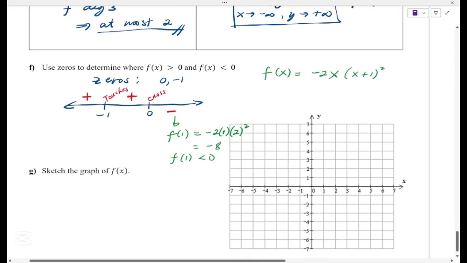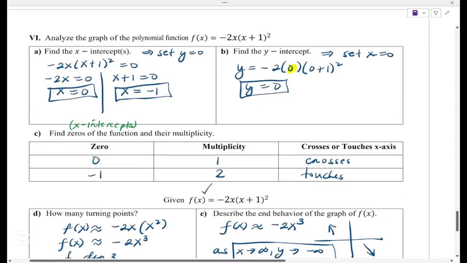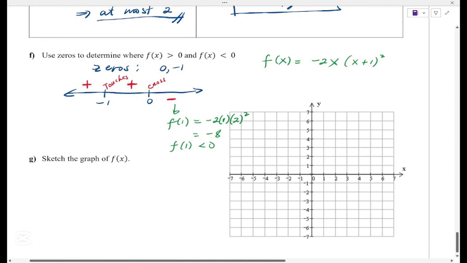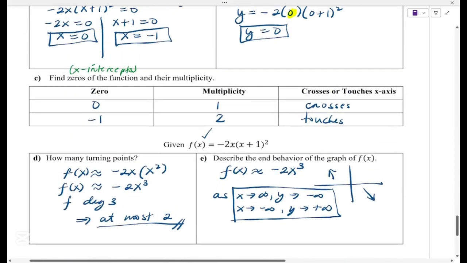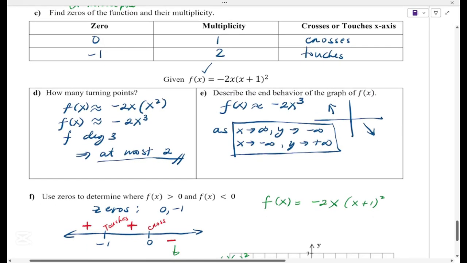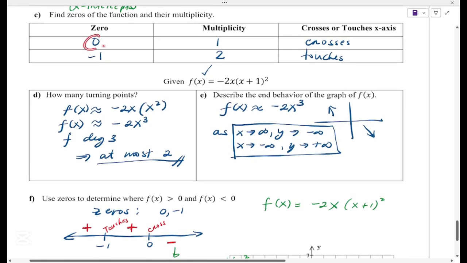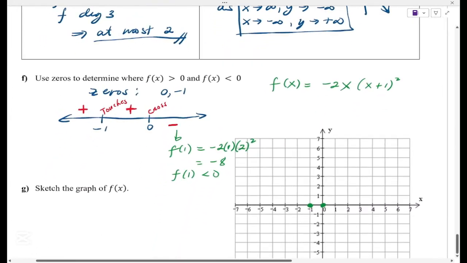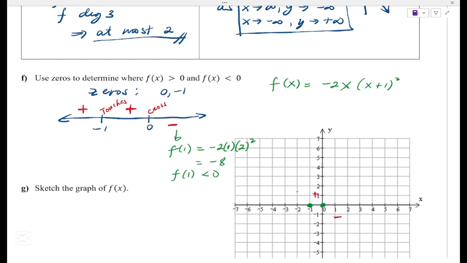So let us now sketch the graph of the polynomial function. Let us start with the x-intercepts: 0 and negative 1. And then after that, we have the y-intercept, which is 0. It's the same as the x-intercept. Then as we can see, it crosses at 0 and touches at minus 1, touching like a parabola. So we have a negative here, negative, positive, and positive.